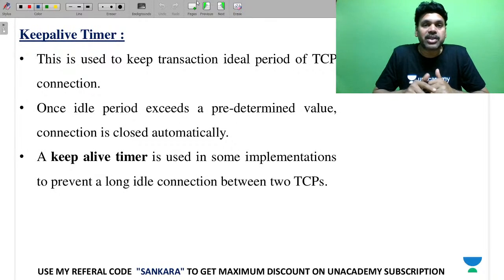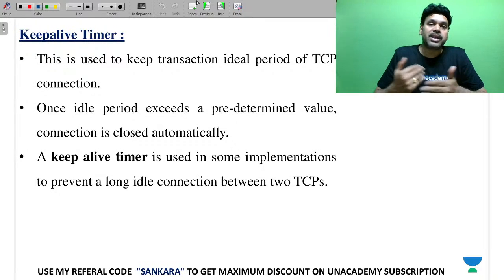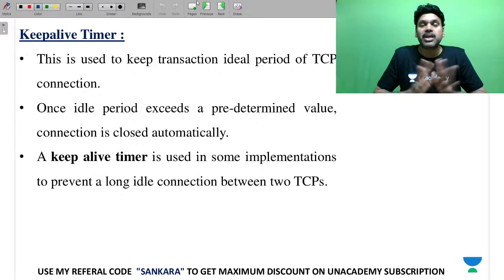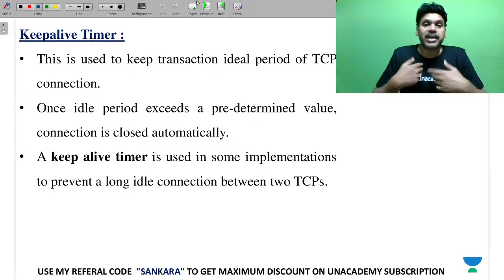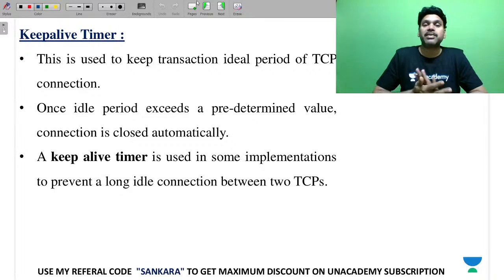So again, we will ask him, are you there? Again, we will ask him, please respond. We will send one or two messages. We will confirm that he is not responding, which means I need to close the connection. So that is the concept of the keep alive timer.